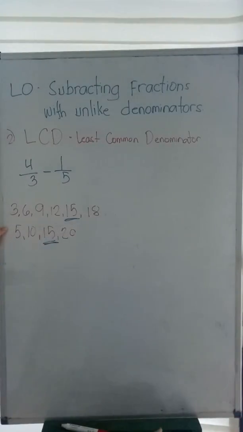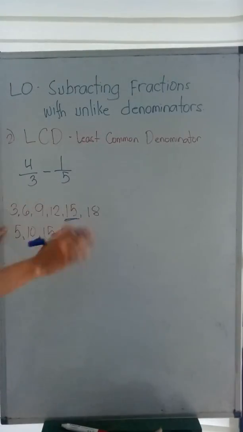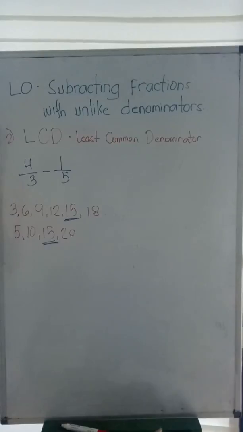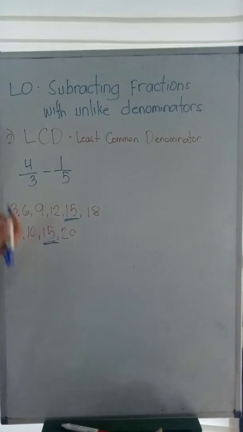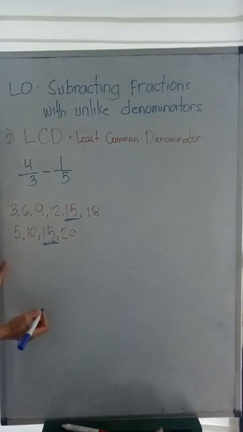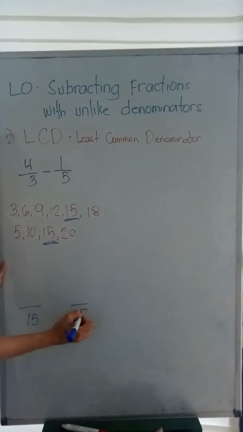Again, if you know your times table, you can do this mentally. But if you're not sure, of course, you can use an extra paper to do this. Okay, so the least common denominator they have is 15. So let's go to step 2. Step 2, 15. 15 here.